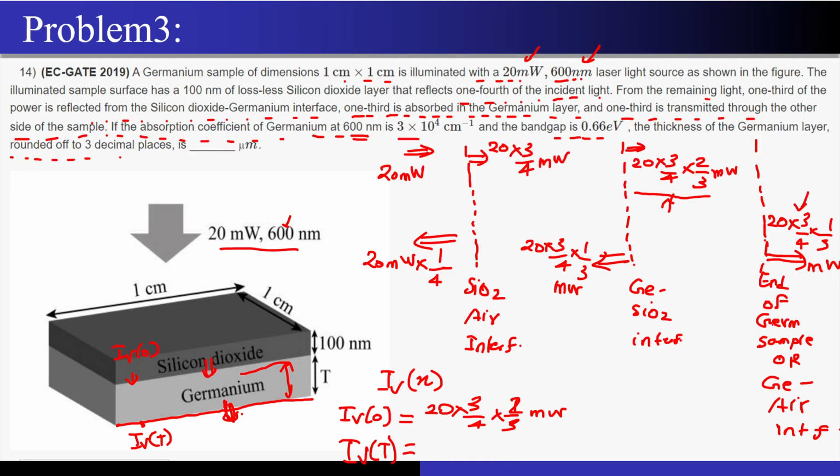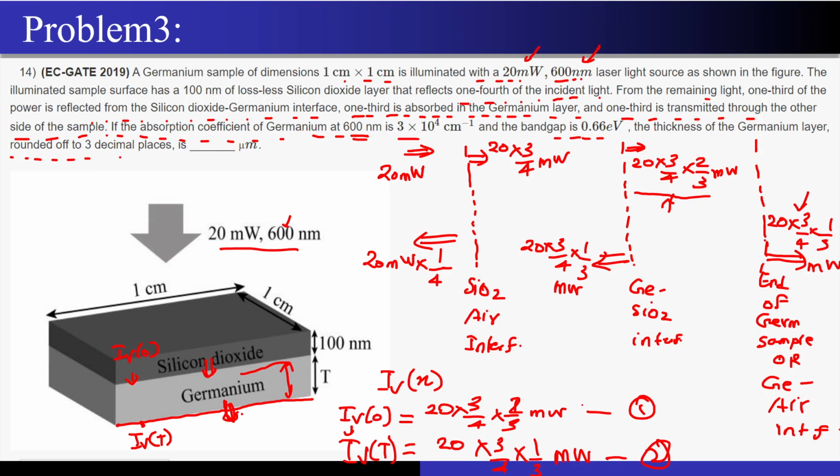The power that is actually getting injected out from the germanium material into the air interface, and this is 20 into 3 by 4 into 1 by 3 milliwatts, correct? Now what is the relation between these two? We know that the power density that I will be transmitting decays exponentially inside the semiconductor material, correct? Let me just highlight this as 1, and this as 2.